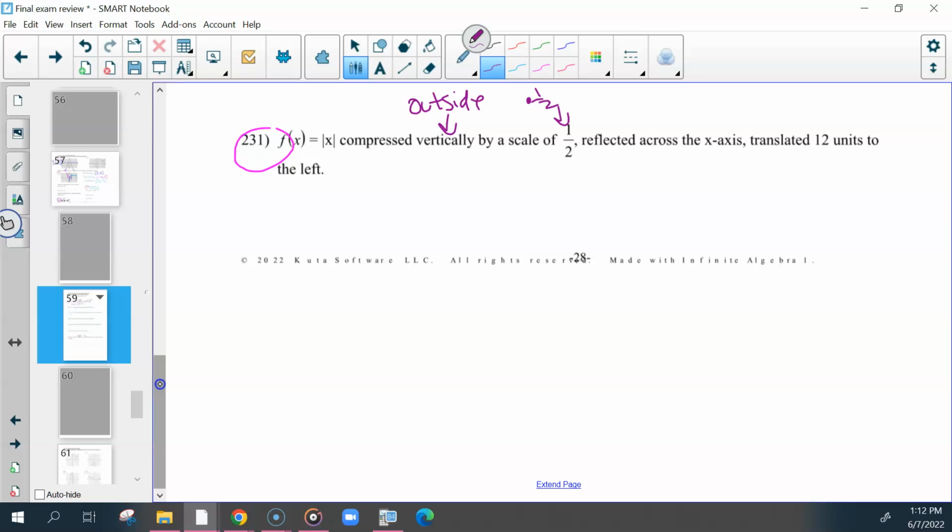Reflected across the x-axis, if this is my x-axis, it's going like this. So that would be a vertical transformation, so that is also outside. So somewhere on the outside we would have a negative.